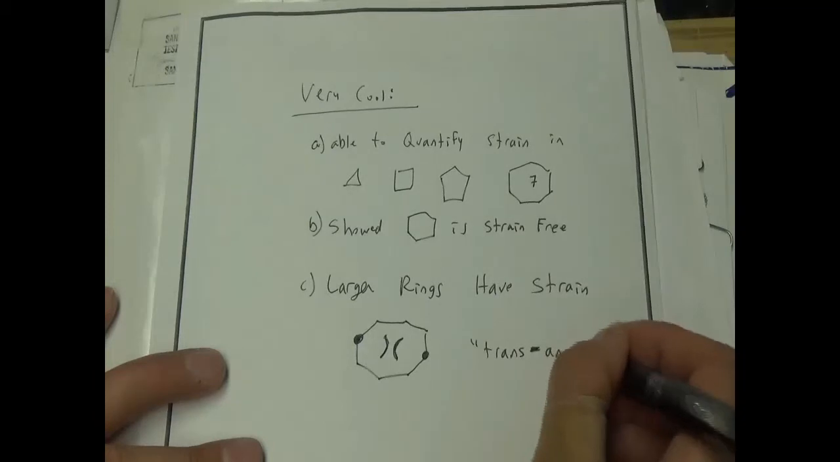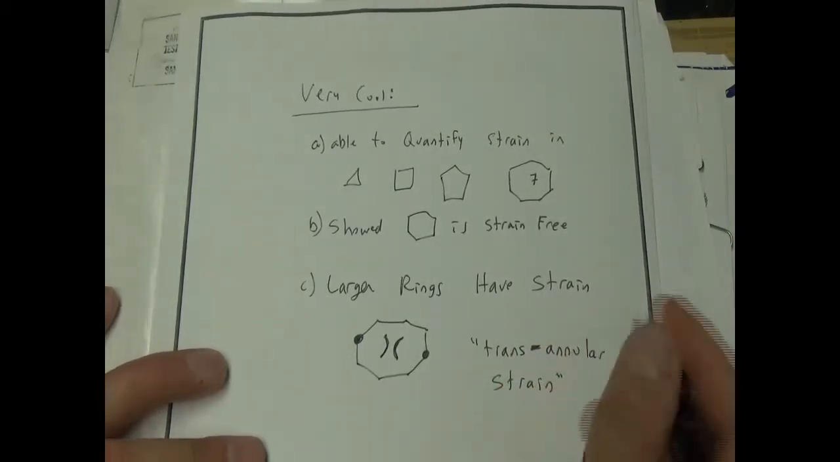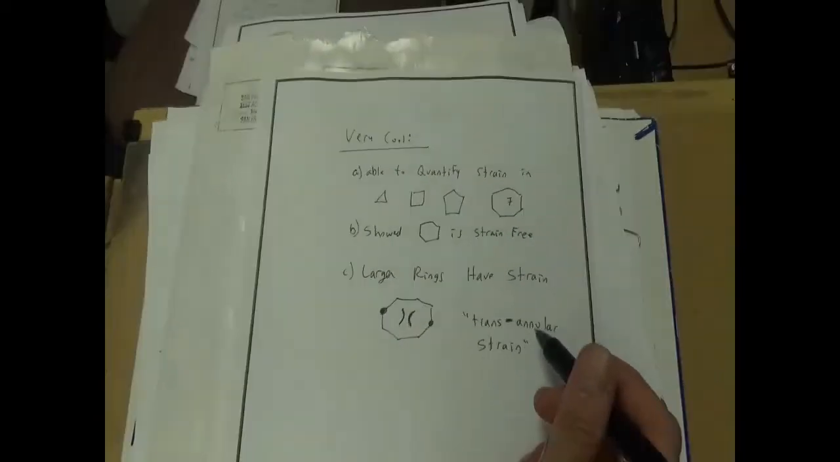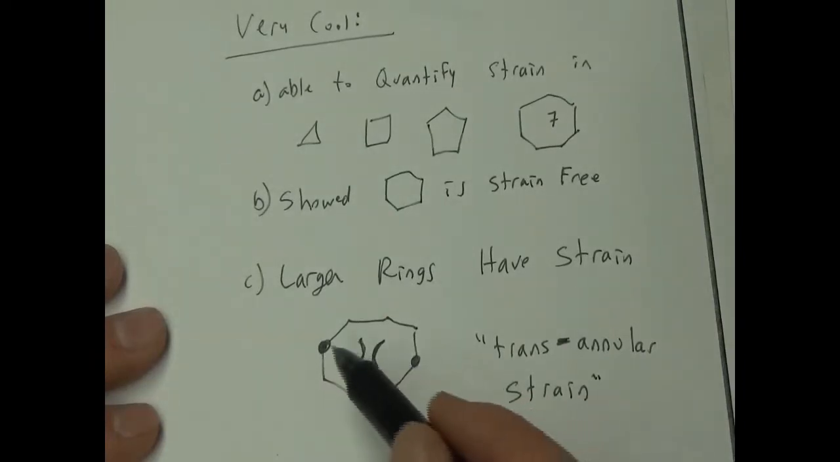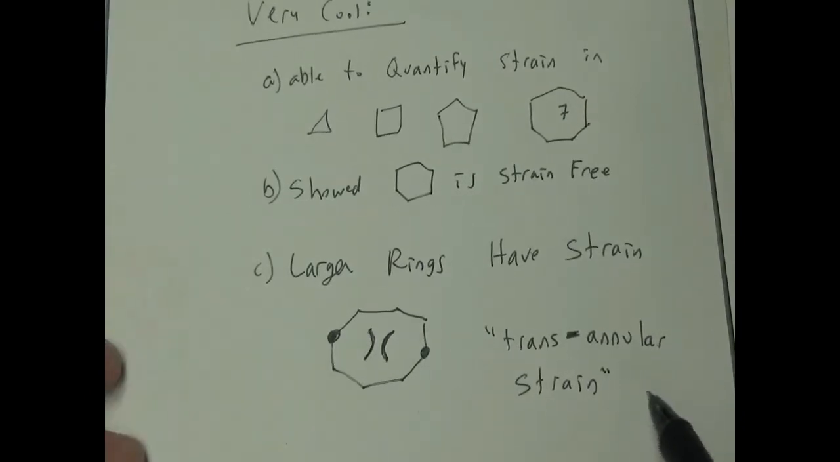Transannular strain. What do you think that means? If you've never heard the word annular before, which you probably have not, annular means a ring. I think it might be a Latin type thing. And what we mean is that these CH2s are kind of bumping into each other, and that creates a little bit of strain, and that's what we call transannular strain. Okay?